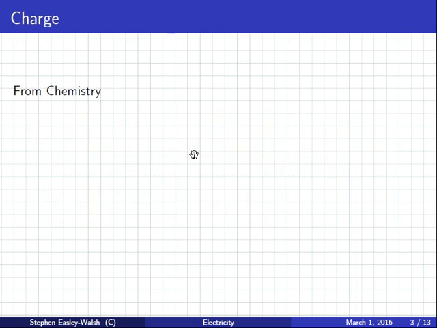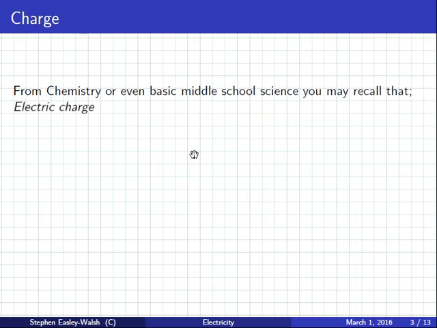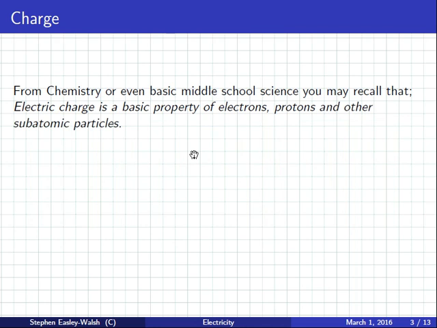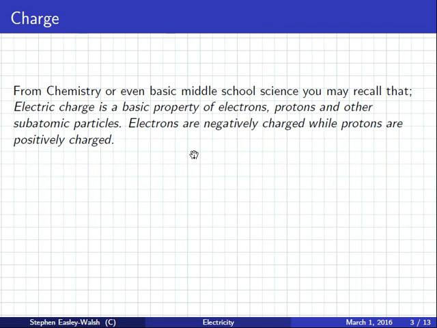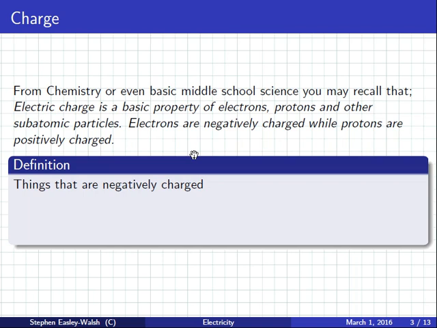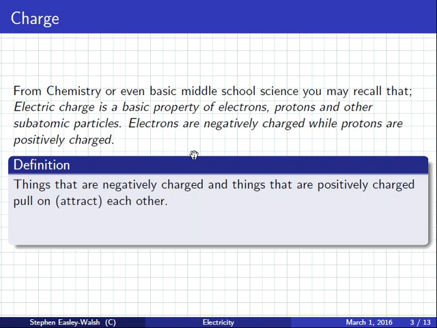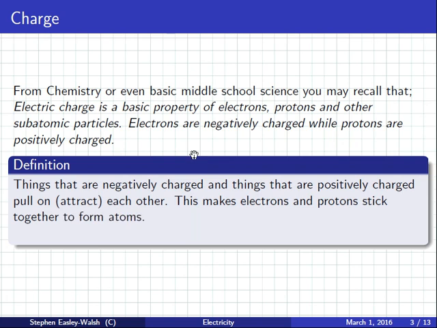So from chemistry, or even just from middle school, you already know that electric charge is a property of electrons, protons and other particles. Electrons are negatively charged, protons are positively charged, and neutrons have no charge. Things that are negatively charged and things that are positively charged attract each other. So this makes electrons and protons stick together to form atoms.